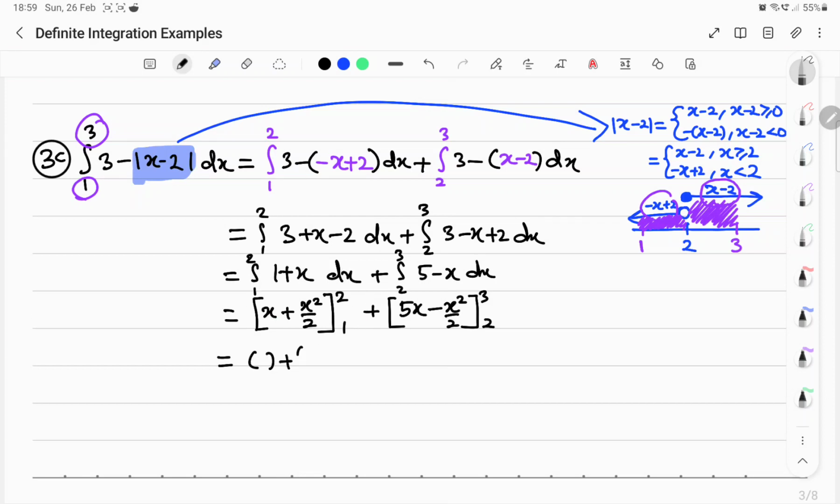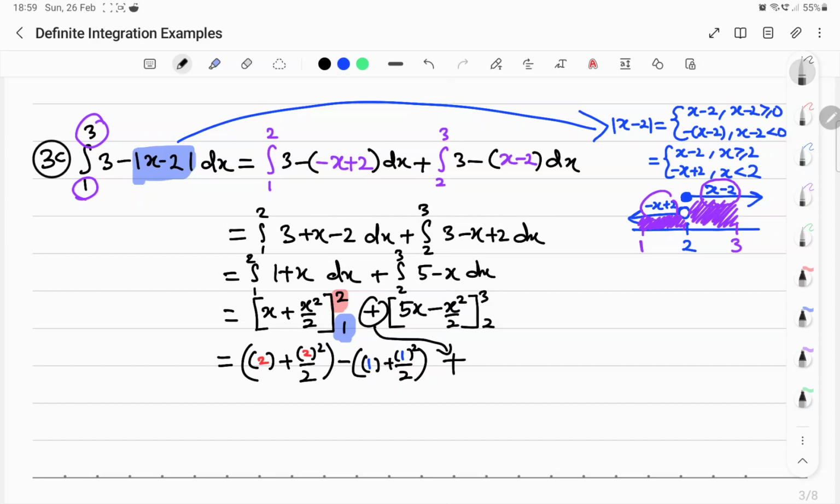Empty bracket plus empty bracket squared over 2. Then replace the first one with 2 over here. Then put one whole bracket to avoid careless mistakes. And then empty bracket plus empty bracket squared over 2. So this one is the lower limit, which is 1, so 1 over here. Correct. Next we have to add, because the addition sign is over here.